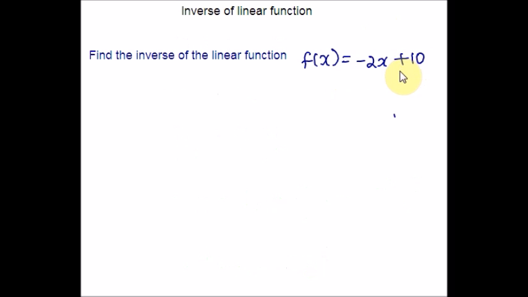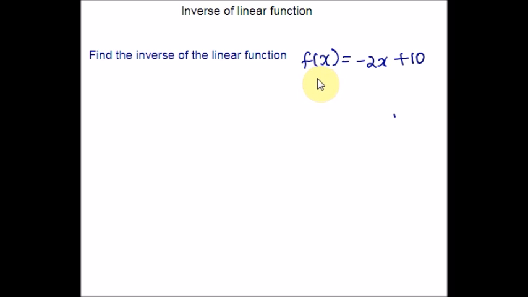Here is the next example. We have negative 2x plus 10. Towards the end of the solution, I want to make the denominator positive, so it looks good. I did that by multiplying both the numerator and denominator by negative 1. Okay, let me show you.